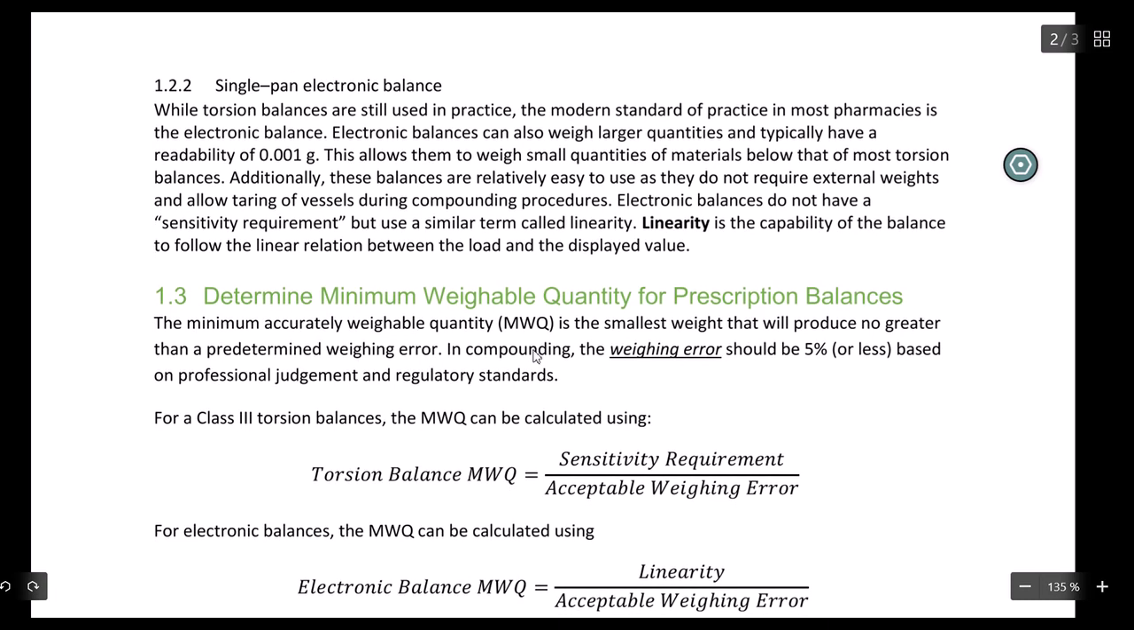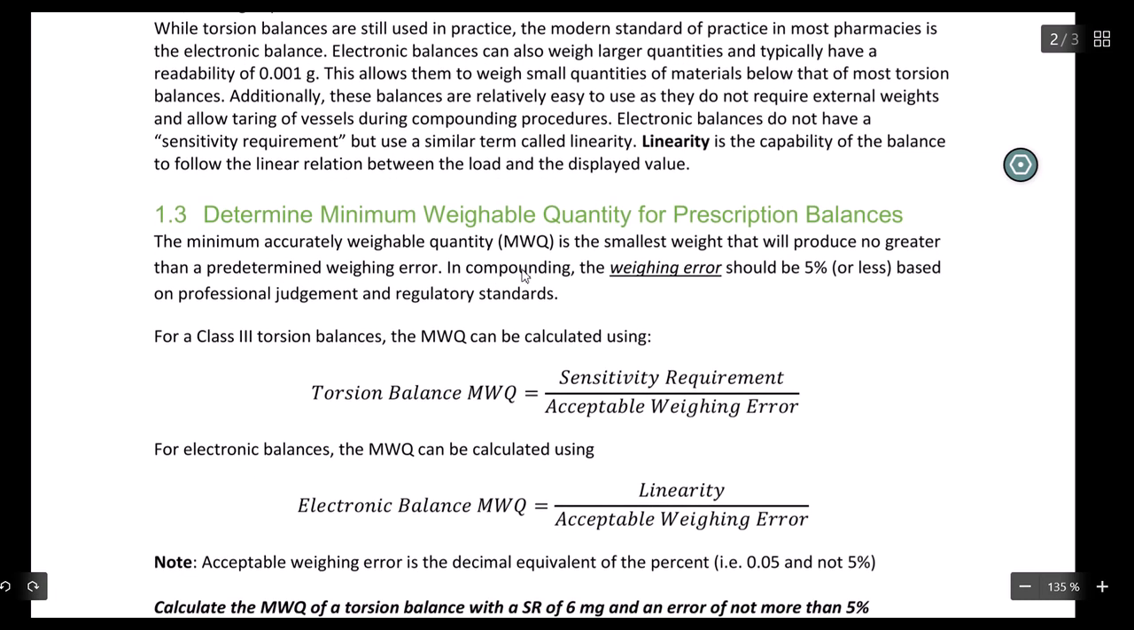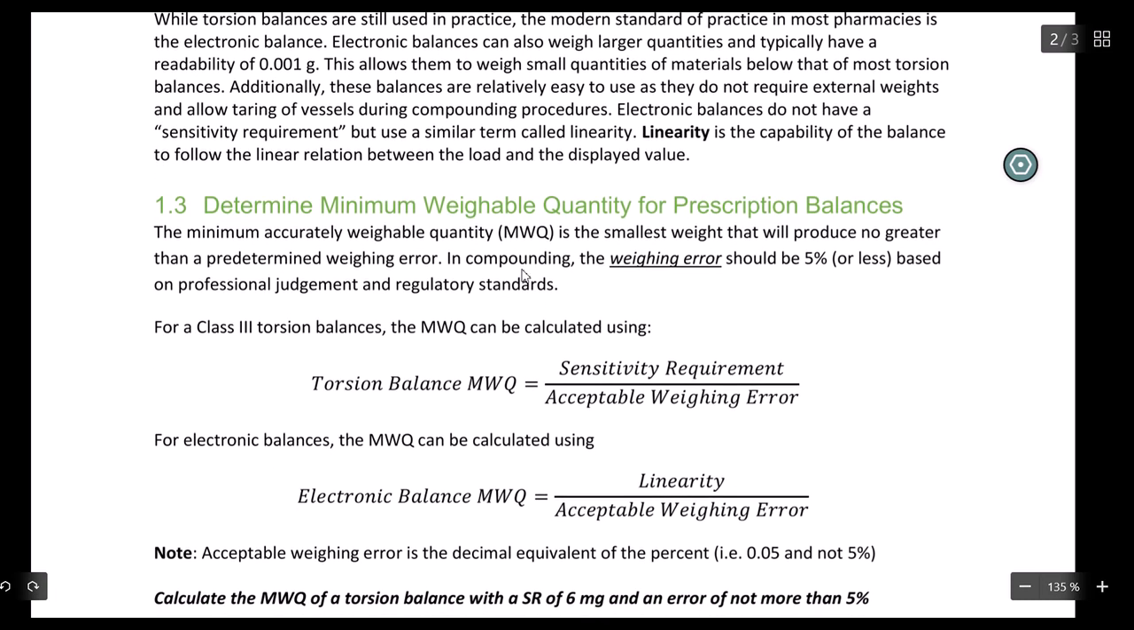So again, the minimum weighable quantity, we might abbreviate as MWQ. It is the smallest weight that will produce a predetermined weighing error. Now, we use 5% or less in pharmacy because that's what the USP document tells us that we should have for weighing for compounding.